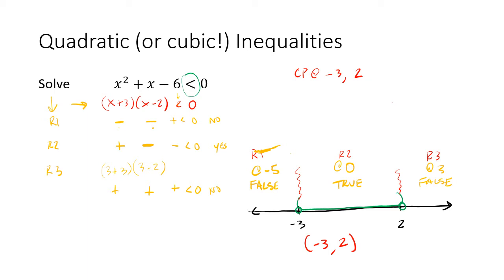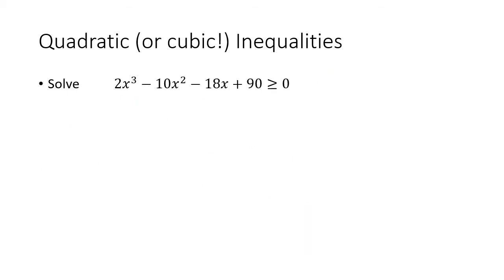Okay, now let's kick it up another layer of difficulty here. So factoring more horrible looking things, right? This is a cubic, okay? Something that you can do right away here is divide everything by 2. So I'm going to just rewrite this immediately as x cubed minus 5x squared minus 9x plus 45 is greater than or equal to 0 if you divide both sides by 2.